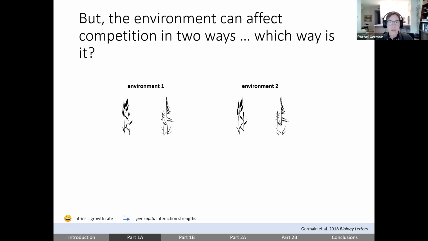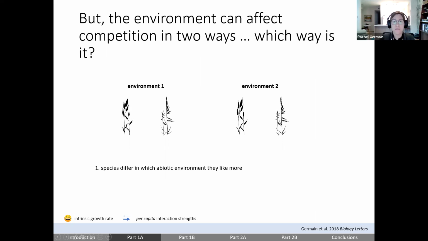And so this is neat, but the environment can actually affect competition in two ways. I'm going to tell you what those ways are, and then I'm going to tell you which way it actually is. So again, let's say we have two species here. These are two grasses, just for cartoons, in one environment versus another environment.